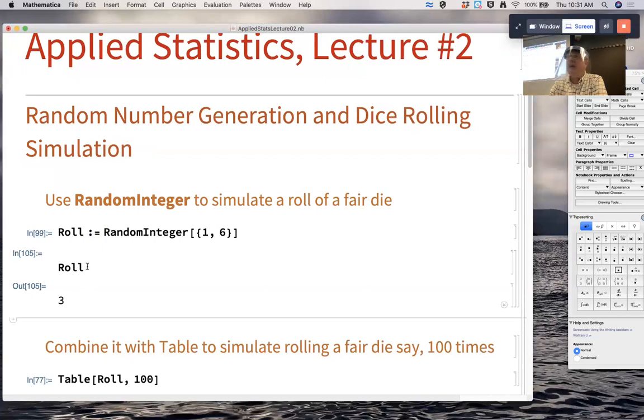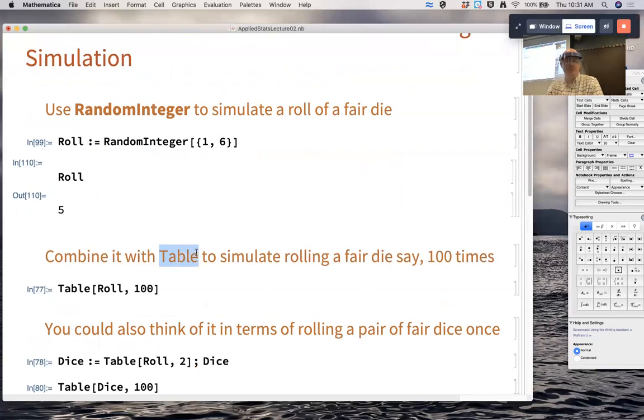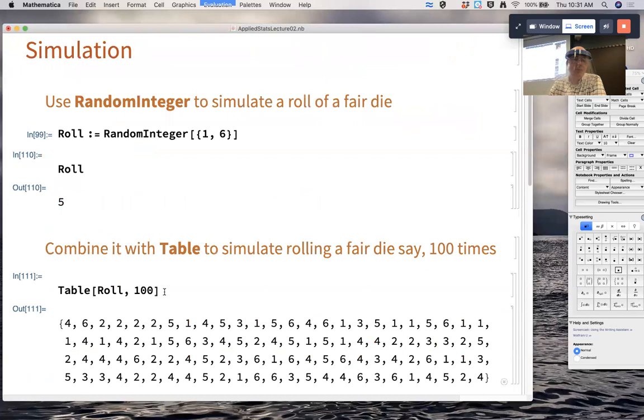So it's following a discrete uniform distribution. The probability of x equaling 1 or 2 or 3 or 4 or 5 or 6 are all the same. They're all 1/6. So in the long run, about 1/6 of the time you get a 1, about 1/6 of the time you get a 2, etc. If you combine it with table and put, for example, comma 100, you can roll 100 times.